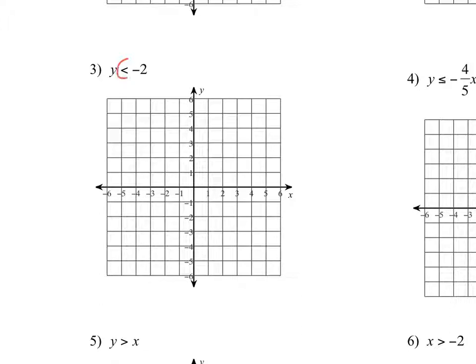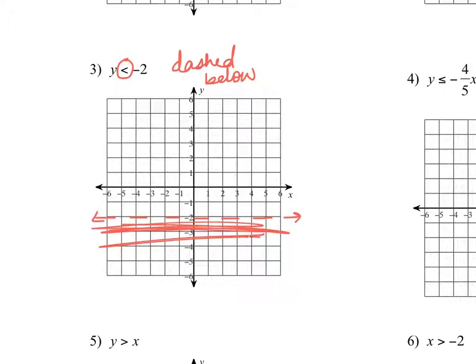So this one is going to be dashed because there's no line underneath, and then it's below because that says less than. So again, y equals negative 2 is a line that goes through negative 2 on the y-axis, so this is going to be a dashed line through negative 2. And then I want to shade below, which is pretty easy to figure out.